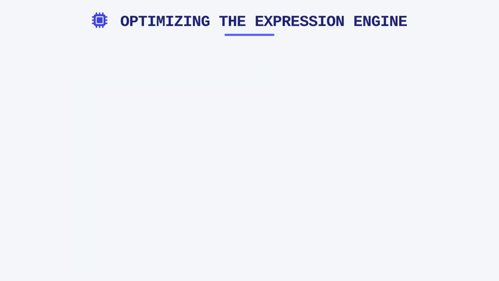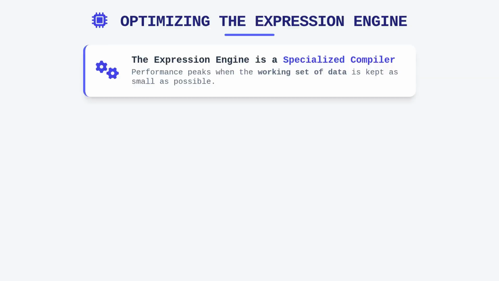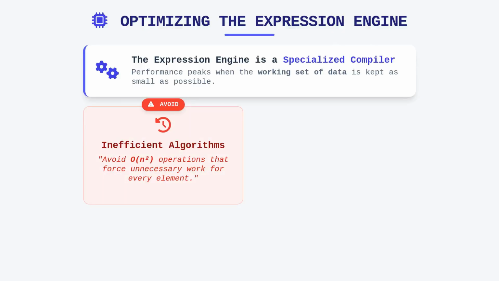Think of the expression engine as a specialized compiler that performs best when it has the smallest possible working set of data. When you design an expression, you are essentially writing a set of instructions for the engine to execute as quickly as possible. If you provide it with an inefficient algorithm like an O(n) squared operation, you are effectively asking the engine to do unnecessary work for every single element in your list.